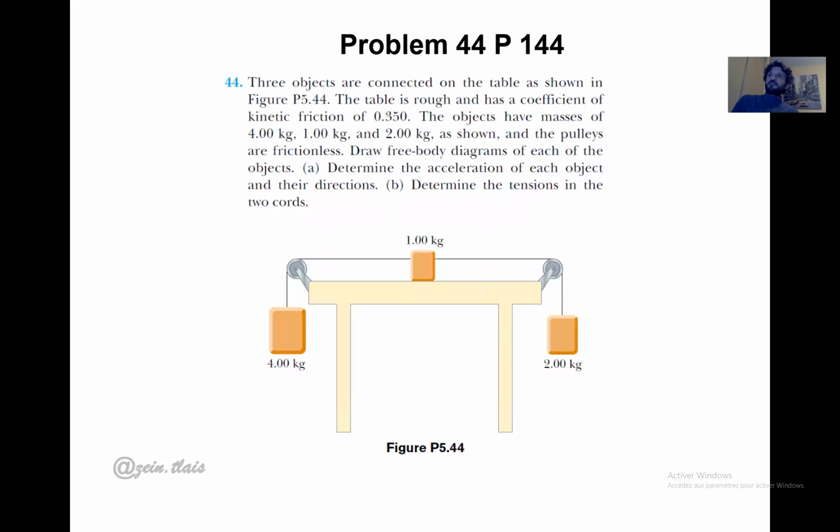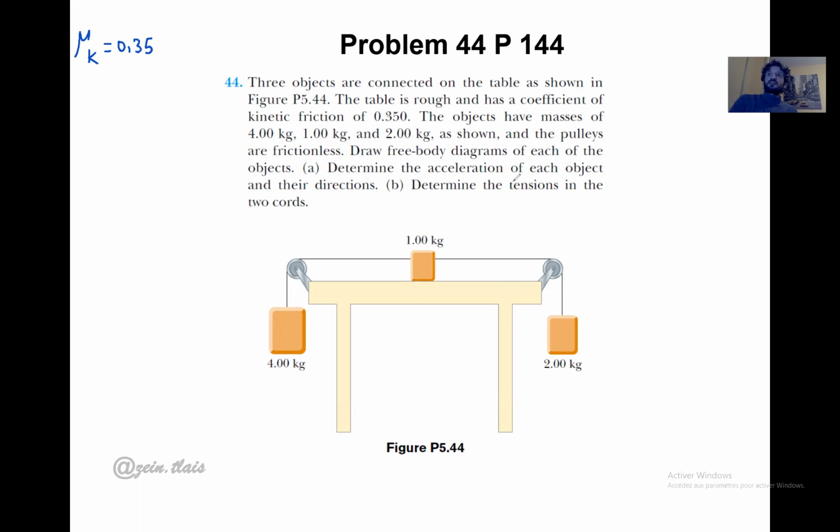Here, problem 44, page 144. We have three objects, M1, M2, and M3. These objects are connected on a rough table. It means we have the kinetic coefficient of friction, mu equals 0.35.